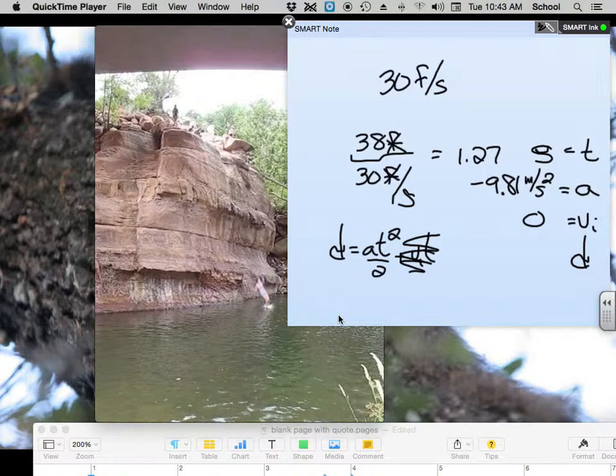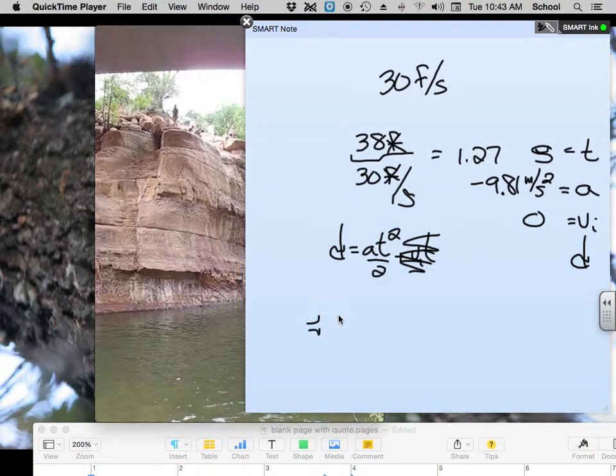I want you to actually try it. So that equals what? -7.87. Oh, that's because I didn't put in 1.27. I just left in my calculator the 1.26666666. Anyway, it's uncertain at the end, so we're fine.